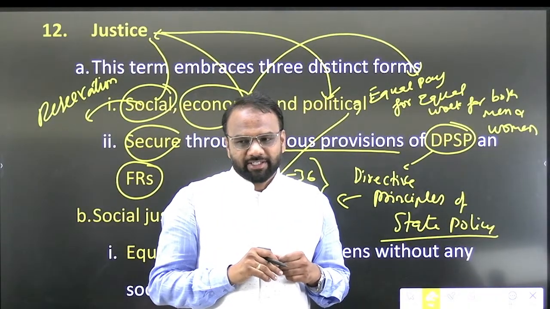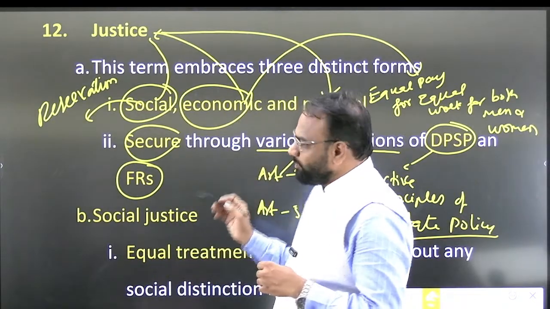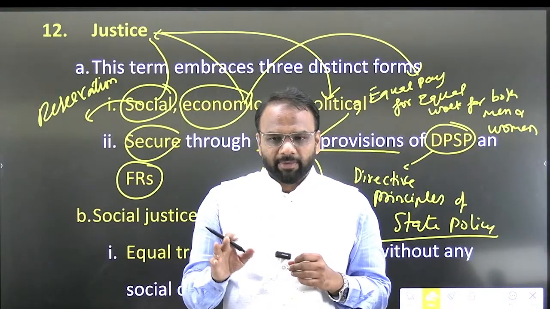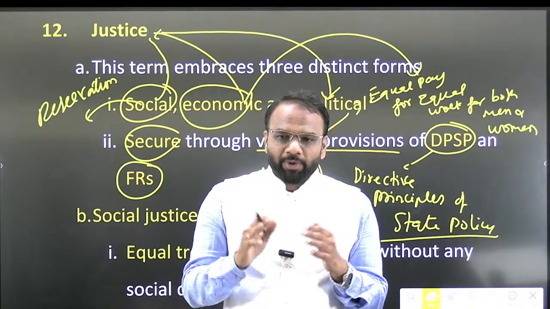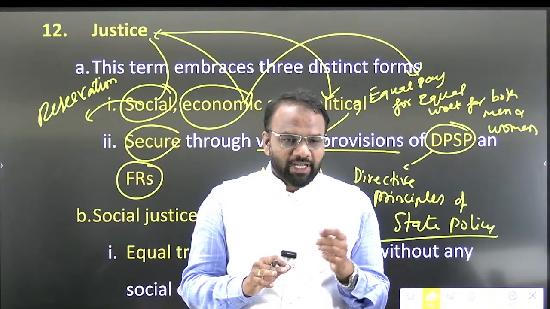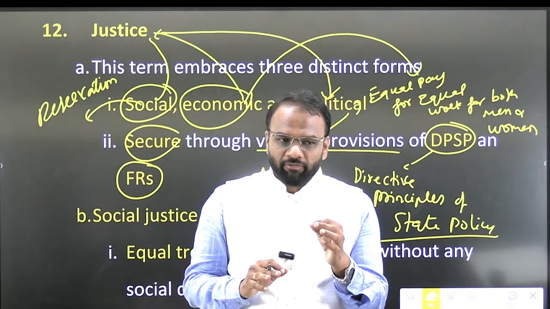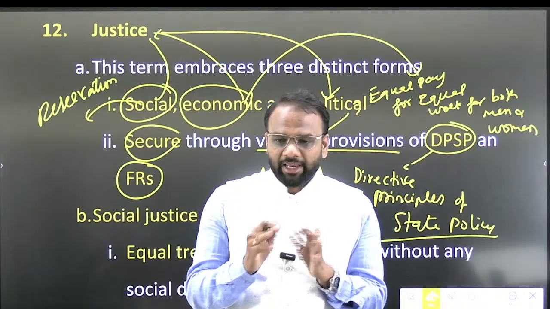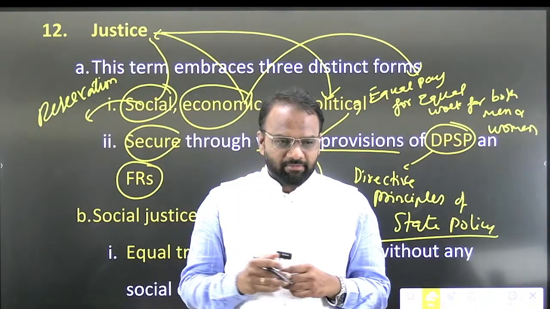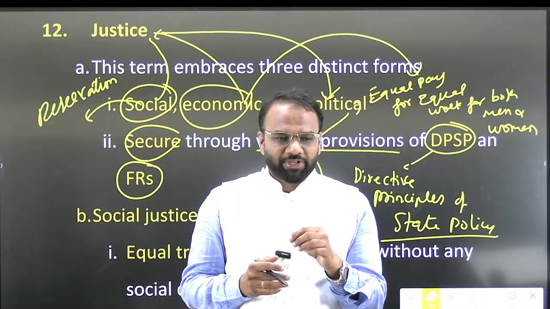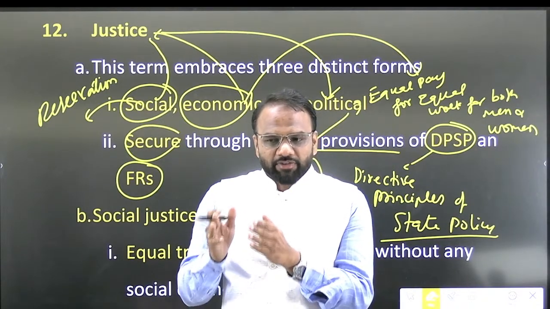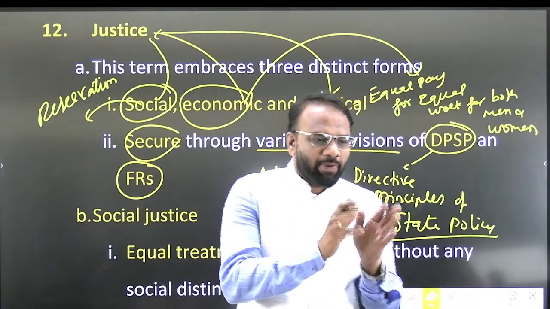Political justice. For example, to become a member of Lok Sabha or Rajya Sabha, if there is no provision of reservation, then the chances of a scheduled caste member becoming a member of Lok Sabha are very meager, very rare. The chances of a scheduled tribe member are also very rare. Hence we have made a provision of reservation. So some constituencies are reserved, so that representatives of scheduled caste and scheduled tribe are represented in Parliament.